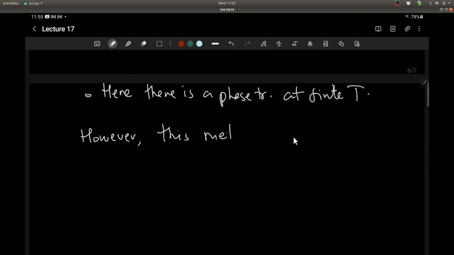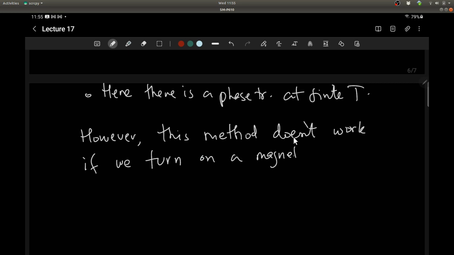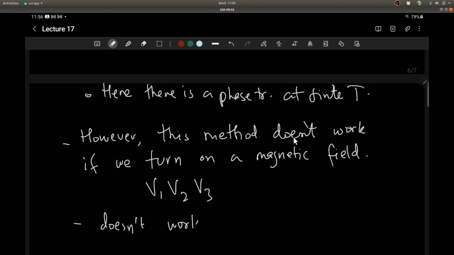However, this method doesn't work if we turn on a magnetic field. Okay, so the 2D Ising model with a magnetic field. There the idea would be V1, V2, V3, you have three of those. Same thing. It doesn't work for the 3D Ising model.